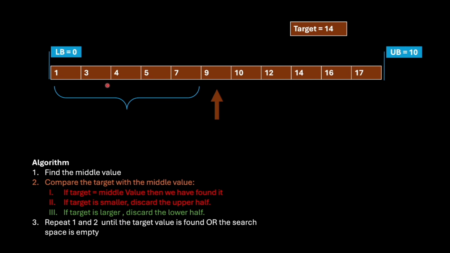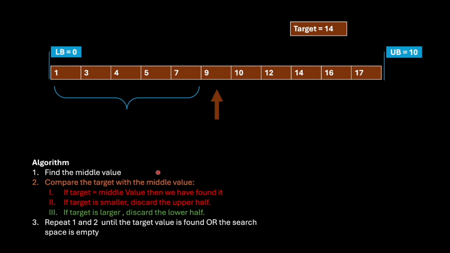Right, so like 1, 3, 4, 5, 7. All of these numbers are smaller than 9. Since 14 is not smaller than 9, it is impossible for 14 to be located in the lower half region. Therefore, we are not going to waste our time searching for 14 in the lower half region anymore.